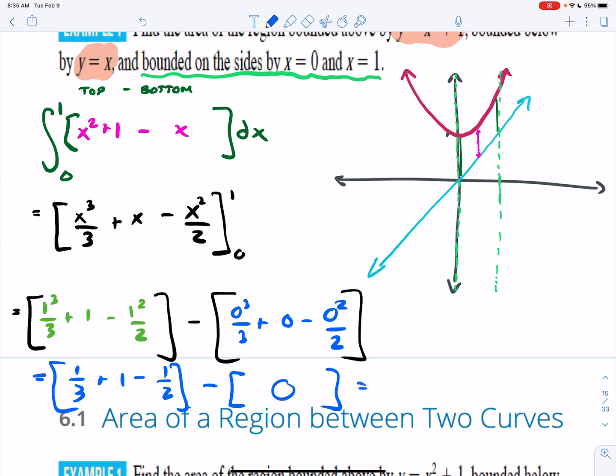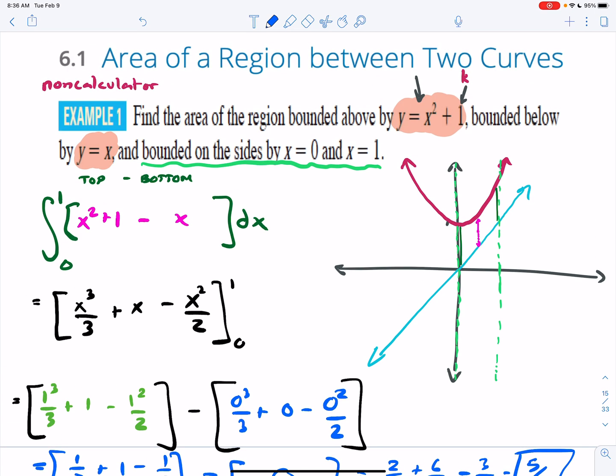So if you do the math there, it should come out to, what is that? 2/6 plus 6/6 minus 3/6. That's 5/6. Okay? So the most important part is the setup. Okay? Second most important part, probably the integration. All right? So as long as you know what your top function is and your bottom function is, you're good to go.